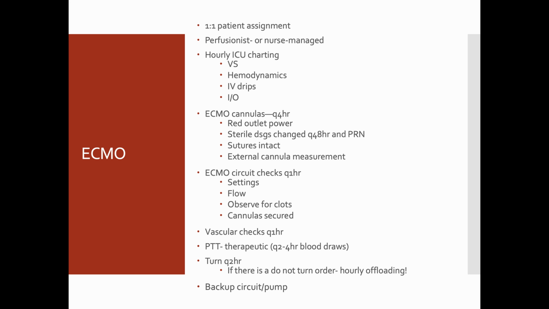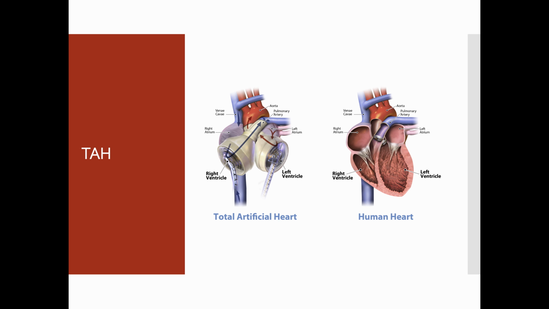There is turning that has to happen, because your patient's skin is just as likely to break down. If there's a do not turn order, then you need to find a way to offload the patient from pressure points, and that will be spelled out in the policy and procedures for your particular unit. It's also important that you always have a backup circuit and pump available, just in case the one that your patient is on fails. You have to have it ready to go at an instant's notice.